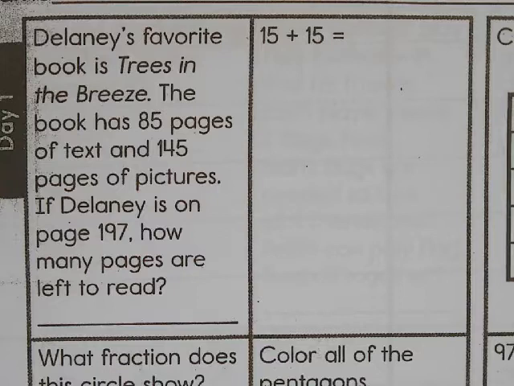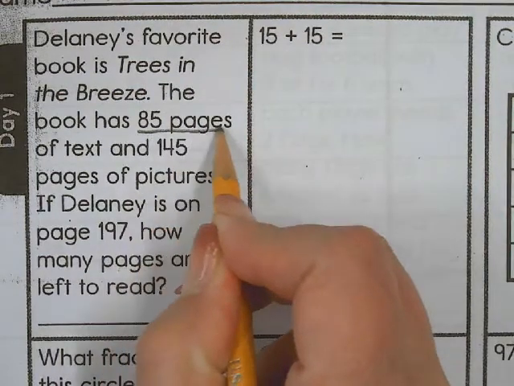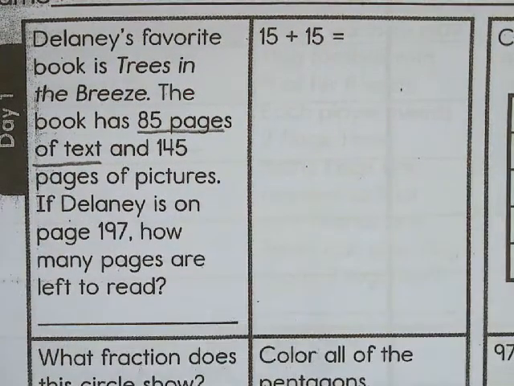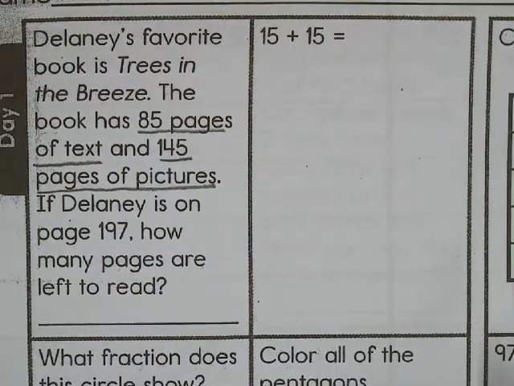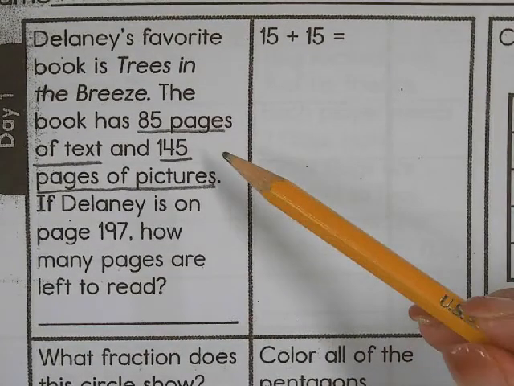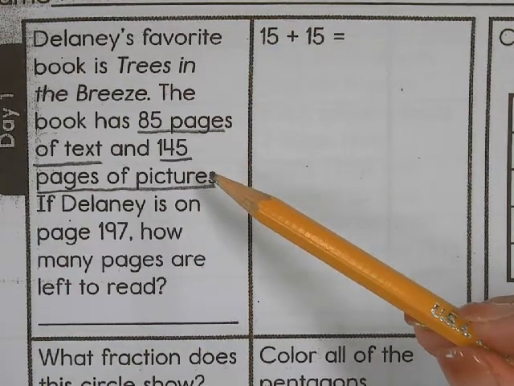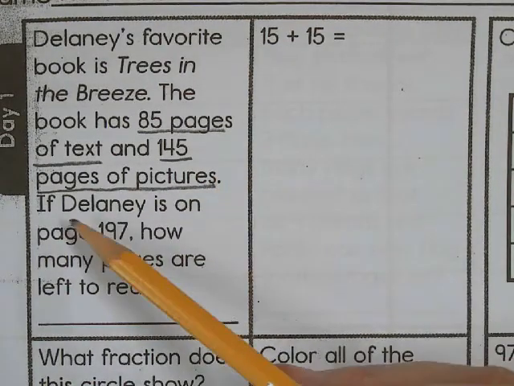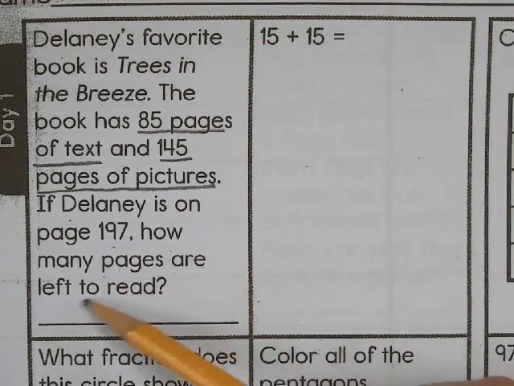So if we go back and use our strategy of KFA, which is K, what do we know? So we know that in this book there are 85 pages of text and 145 pages of pictures. So it's not giving us all the pages together. We have to figure out how many pages are in this book. Now then it says if Delaney is on page 197, which we assume she's not finished, it asks how many pages are left to read.